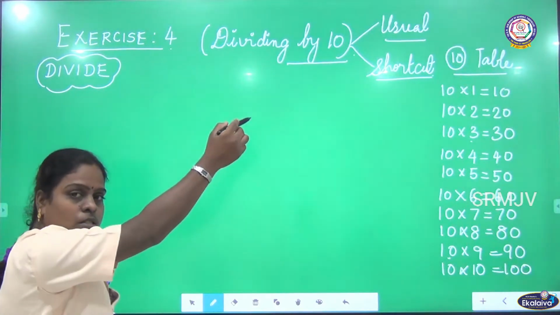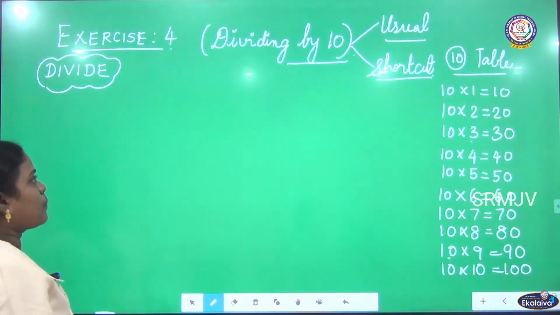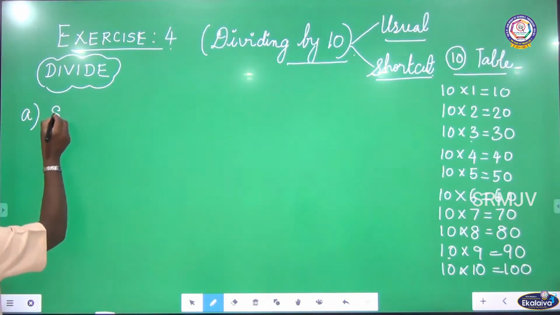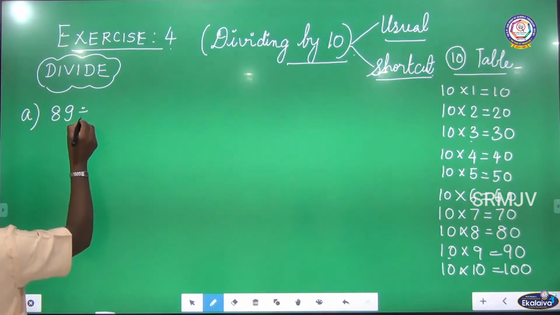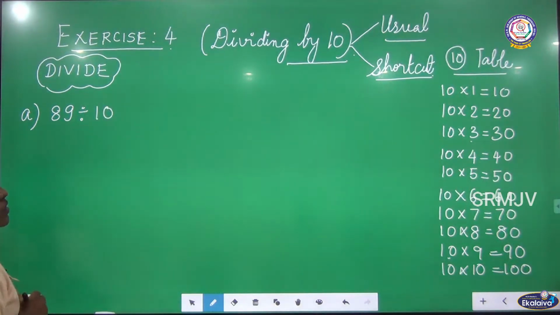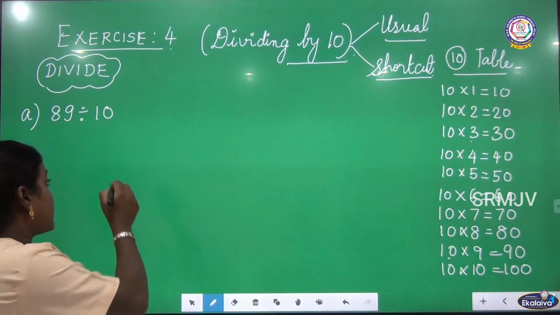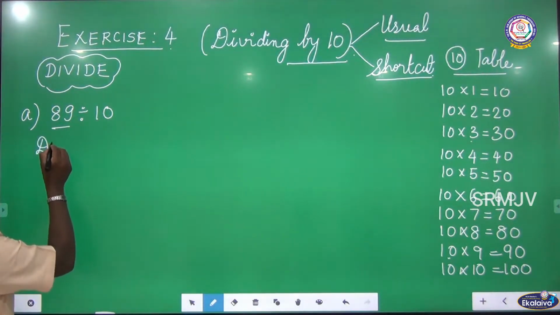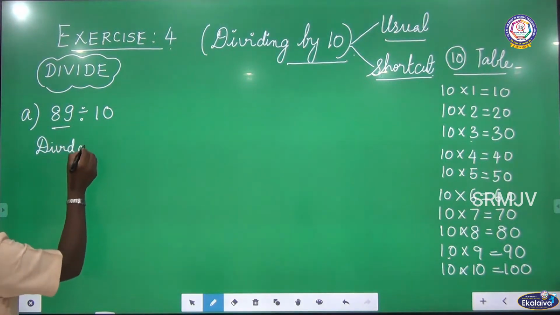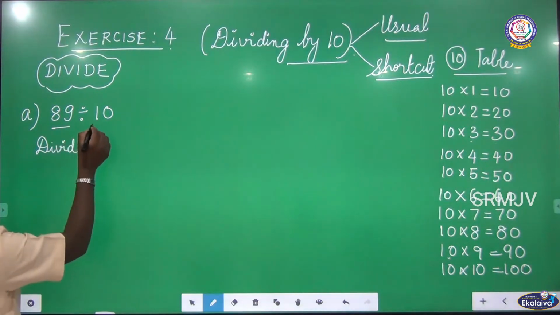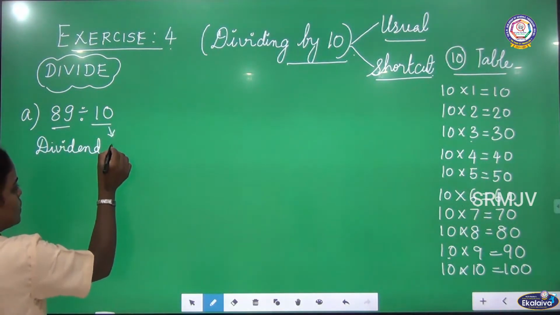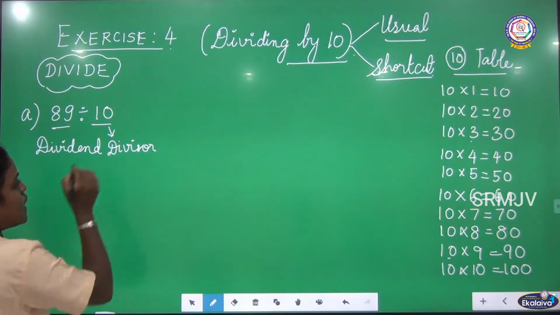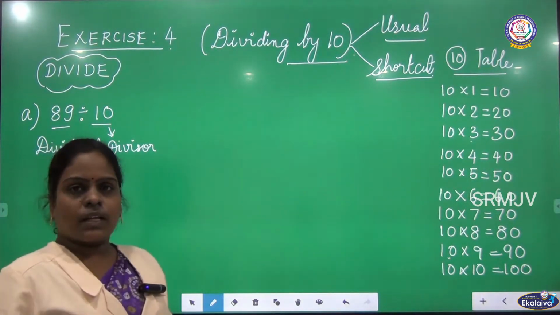First we will do it using the usual method. First question is 89 divided by 10. Listen children, here 89 is a dividend and 10 is a divisor. First let us arrange the numbers, then we will divide.